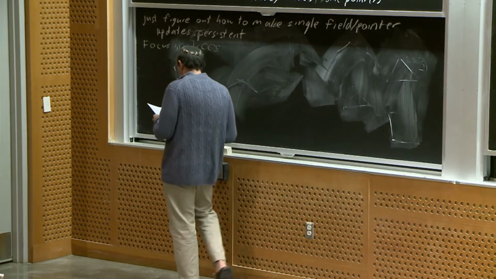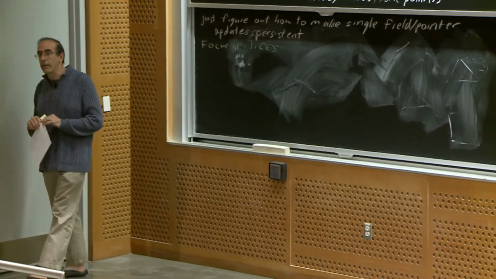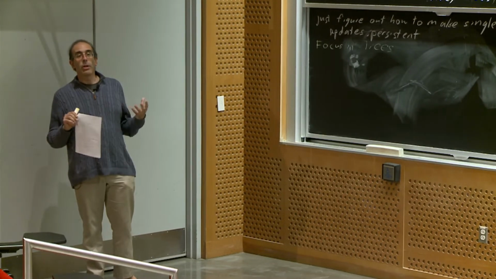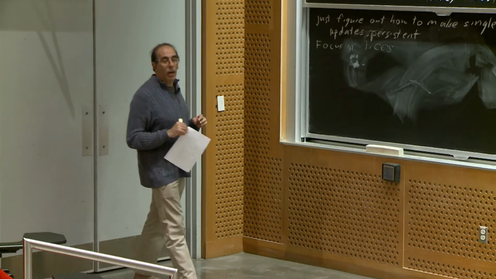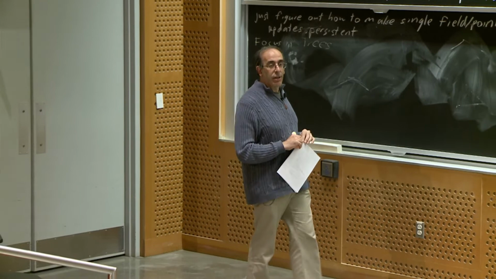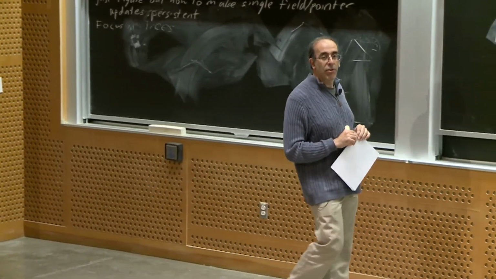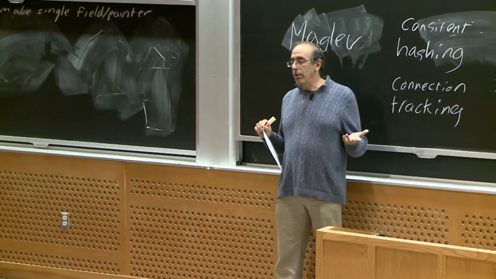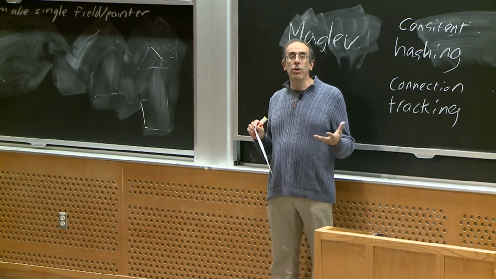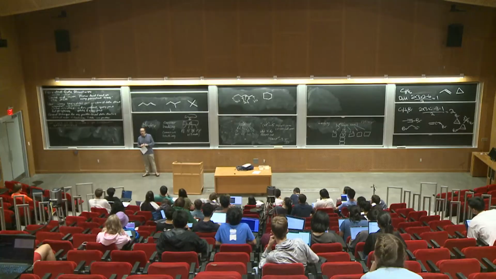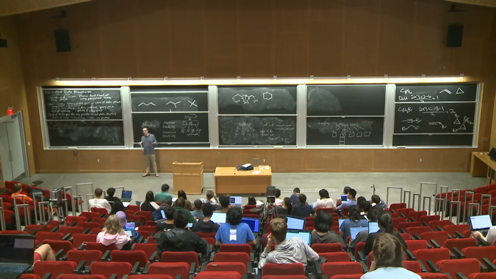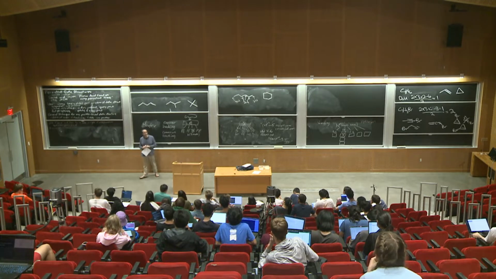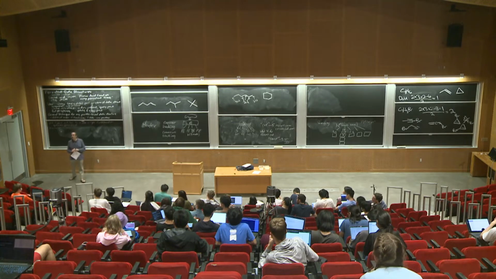So with that in mind, any thoughts on how you can achieve persistence on a data structure that is a collection of pointers and other fields? How do we change the individual nodes of the data structure to remember all of their past history? Yes? A linked list, save all the past values.